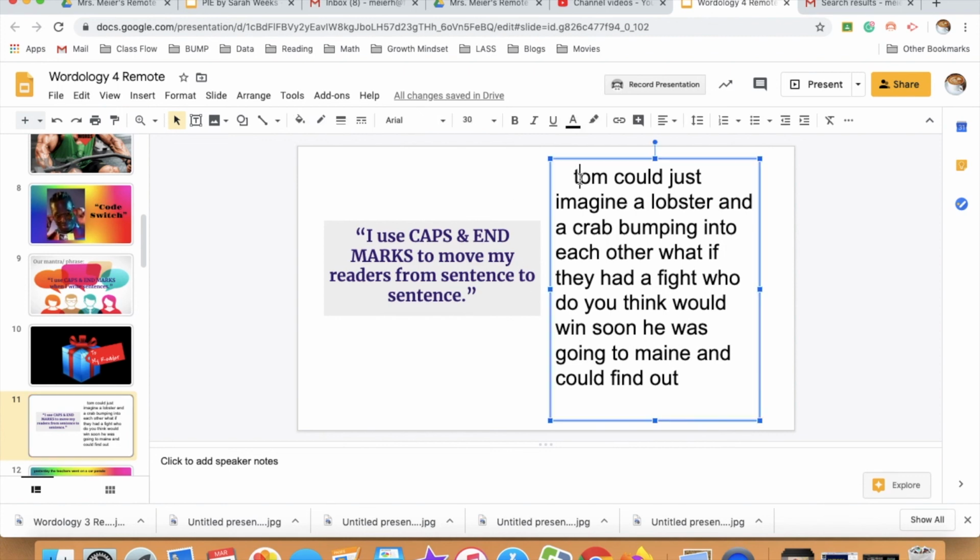All right, here we go. Tom is a proper noun. It's also the beginning of a sentence. Could just imagine a lobster and a crab bumping into each other. I feel a pause there, I put in a period. After a period, I always put a capital letter for my next sentence. What if they had a fight? Question mark. If I start with what, that means I end in a question mark.